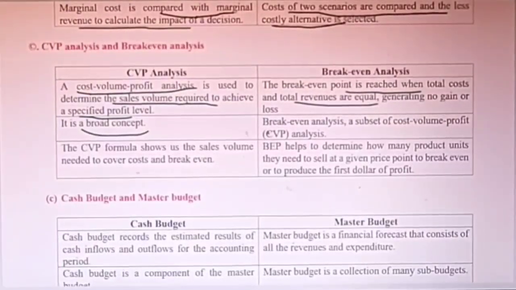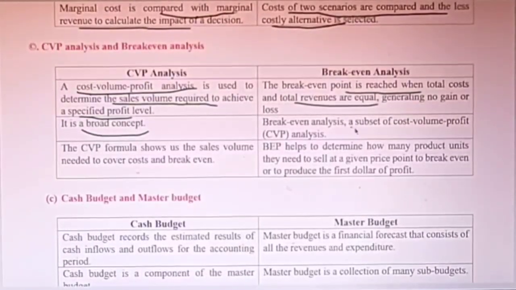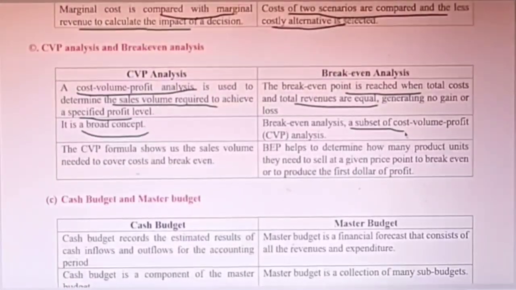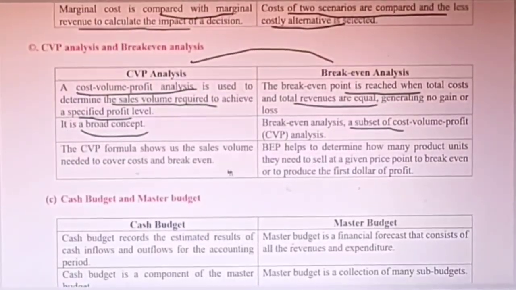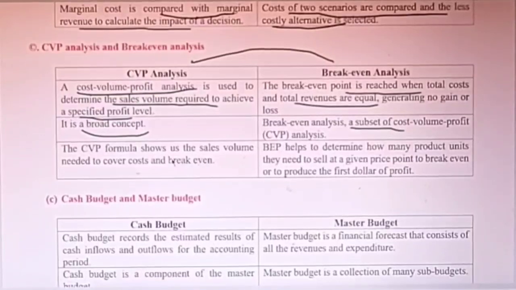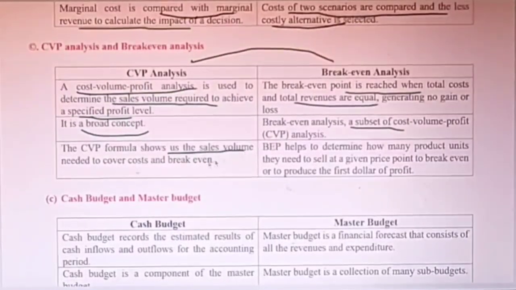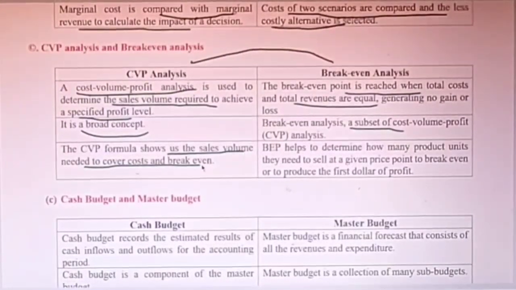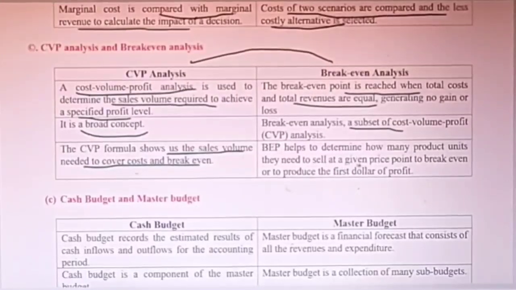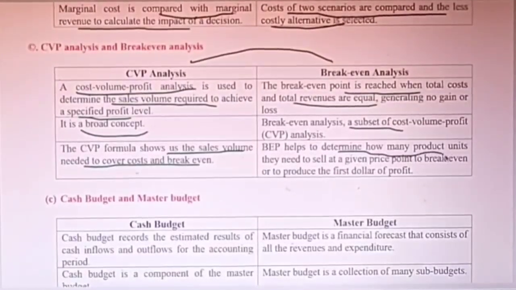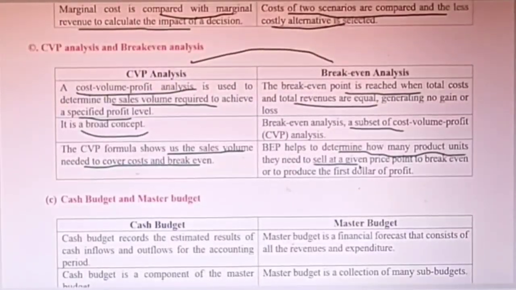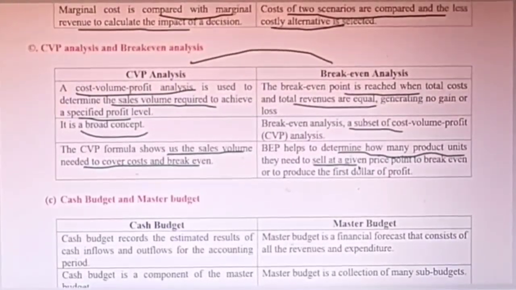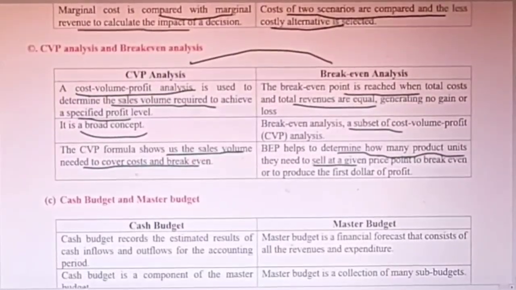CVP is a broad concept, but break-even is a subset of CVP analysis. That means CVP is the parent and break-even is the part of that, a child of that. The CVP formula shows us the sales volume needed to cover the cost and the break-even, but BEP helps to determine how many products or units are needed to achieve a desired profit.